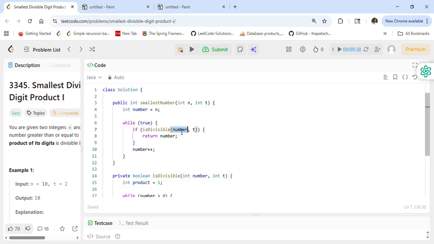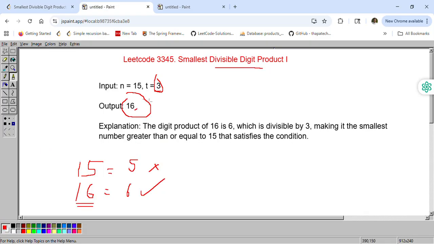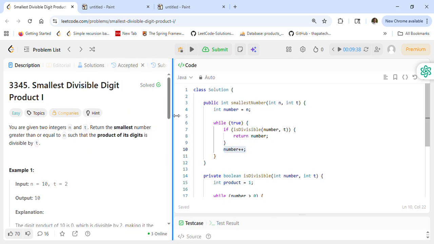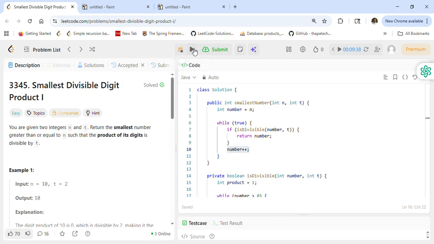So you pass number and t, and you will check if the product of its digits is completely divisible by t. You will return that number, otherwise you will keep incrementing the number until it actually happens, correct? So 15 did not work in this case, then you go to 16, and like that basically. You have to try this way because you need the smallest number.